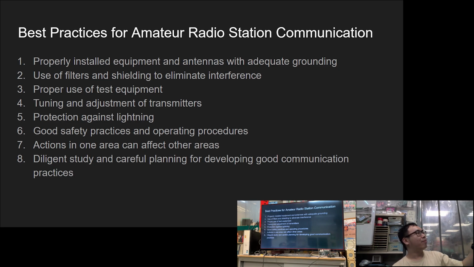Don't hurt yourself, right? That's why we have to install the equipment safely. You don't want to touch the high voltage, so you have to have adequate grounding. Sometimes the antenna is very pointy and attracts thunder.